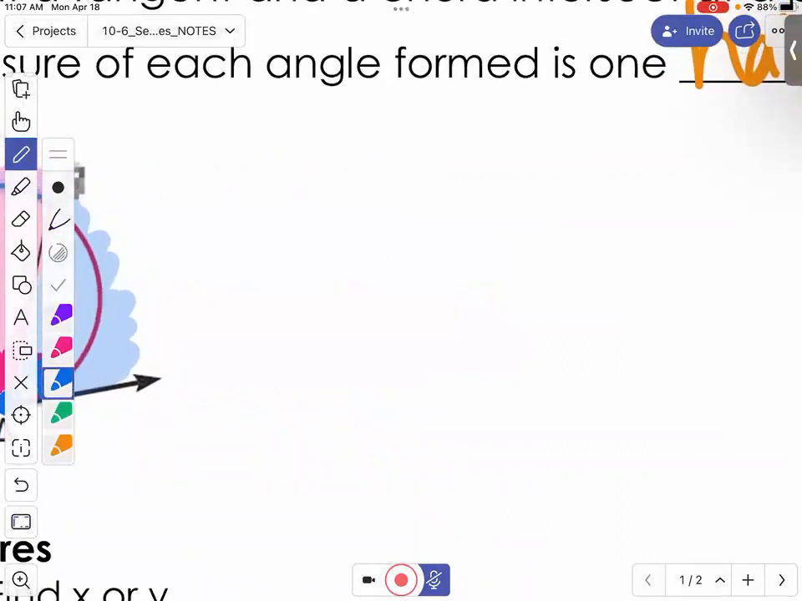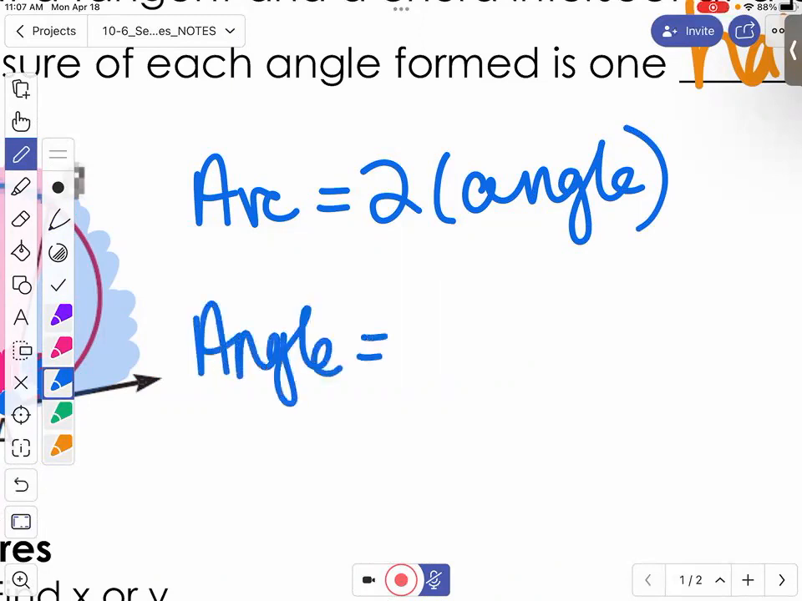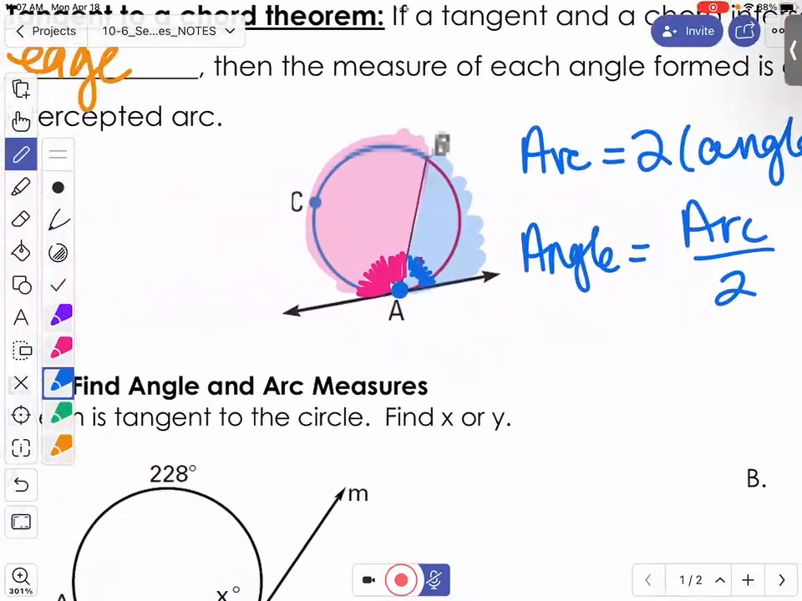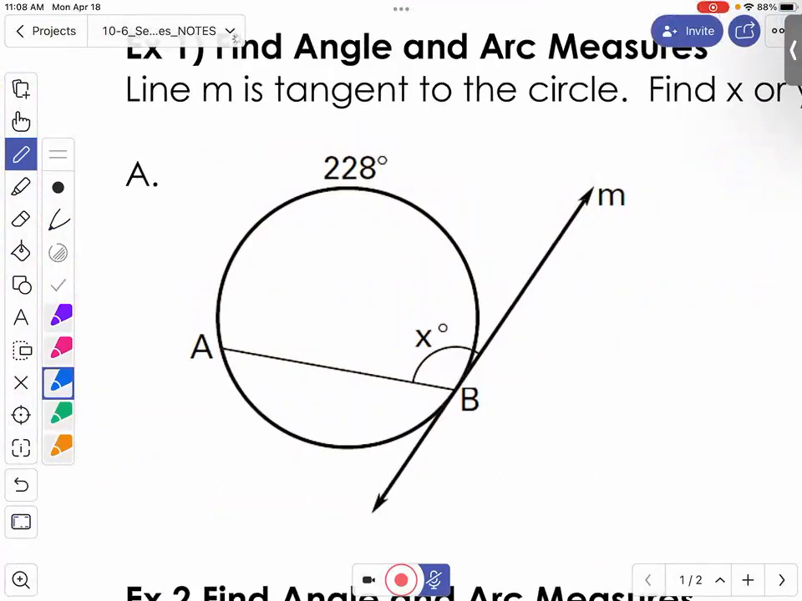One of those says if I need the arc measure, then I should be able to do 2 times my angle. Same as the formula we saw for an inscribed angle. And then if I need an angle, then I should be able to take my arc and divide by 2. Again, very much like the inscribed. So with those two formulas in mind, let's check out our first example here and see what we have.